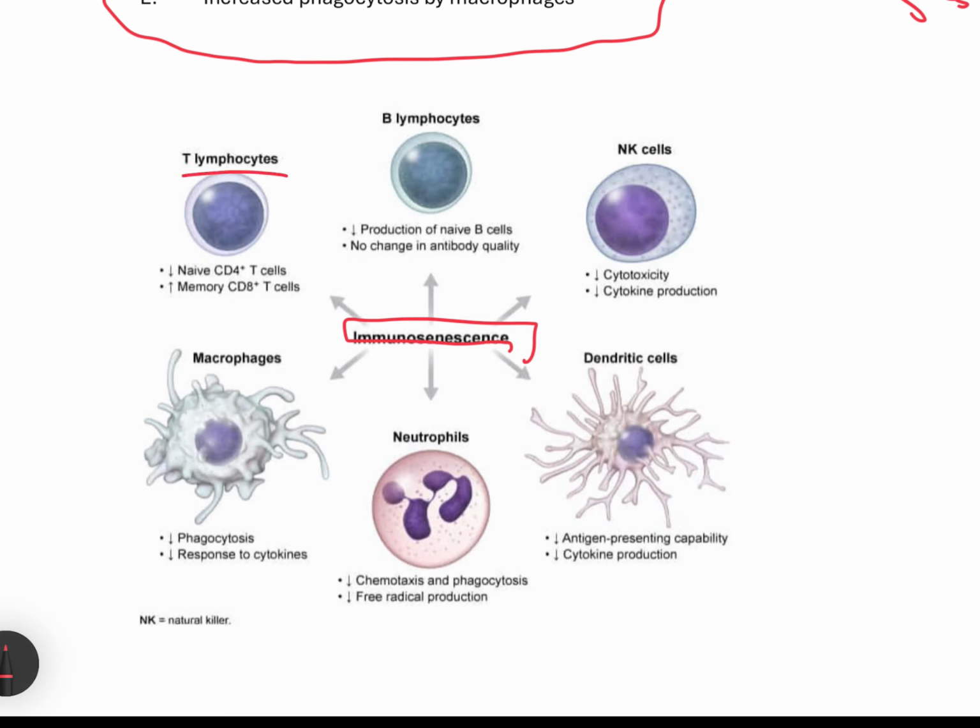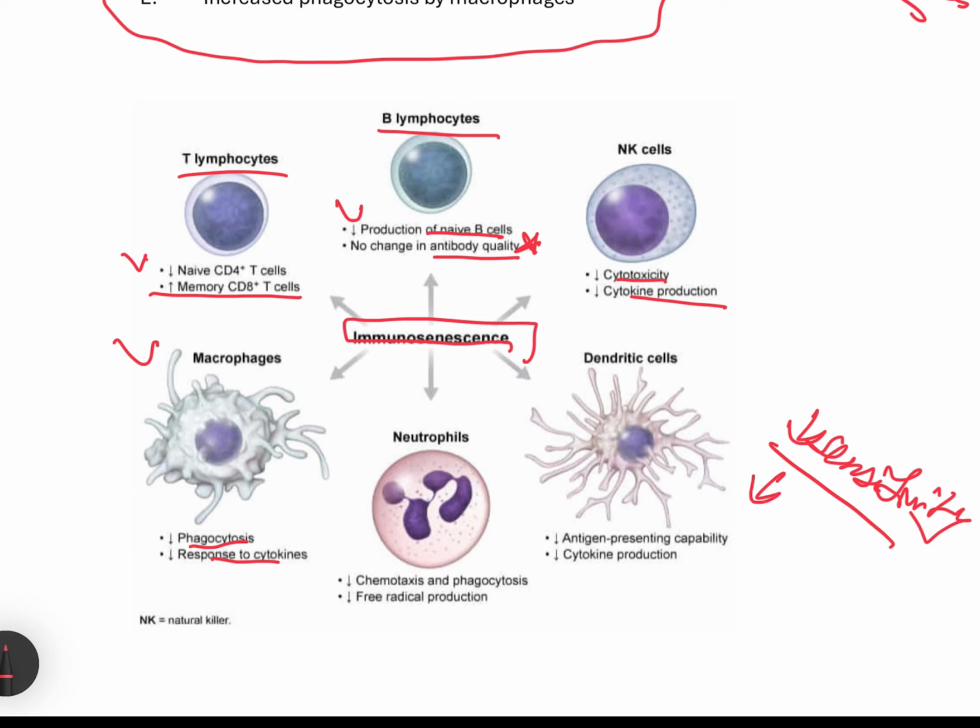In that, for T lymphocytes, naive CD4 T cells will be decreased and memory CD8 cells will be increased. If we talk about B lymphocytes, the production of naive B cells will be decreased and there is no change in antibody quality. This is an important point. There is no effect on antibody quality, but there will be a decrease in B cells. Natural killer cells decrease in cytotoxicity and cytokine production. And second, if we talk about macrophages, there will be a decrease in phagocytosis and response to cytokines.